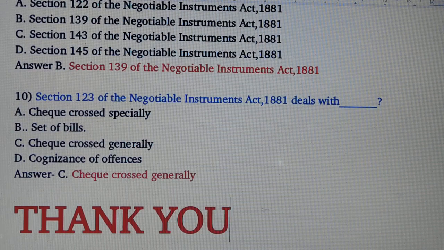So friends, these are MCQs of the Maharashtra Rent Control Act and the Negotiable Instruments Act.